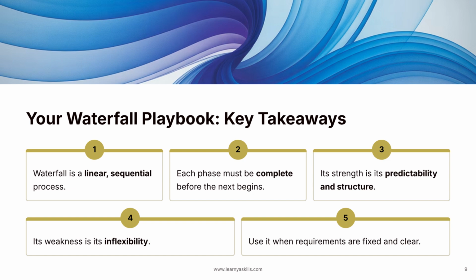Let's summarize the most critical points for your Waterfall playbook. First, remember that Waterfall is a linear, sequential process. It moves in one direction. Second, the core rule is that each phase must be complete before the next one can begin. Third, its greatest strength is its predictability and structure, which stakeholders often appreciate. However, its greatest weakness is its inflexibility and resistance to change. The final takeaway is the most important. Use it only when project requirements are fixed, clear, and stable from the very beginning.